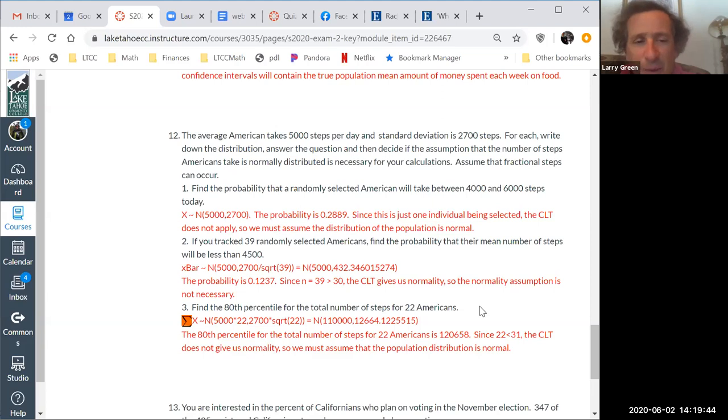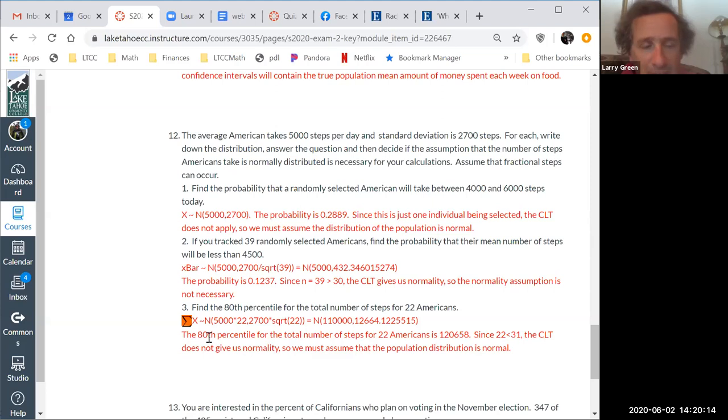Because this was the hardest part about part 3. Yeah, total. When you see the word total, that means you're adding them all up. And that's why it's not a mu, it's not an x, it's a sigma sub x. Okay? And the formula is you take the mean and multiply by the sample size for the new mean, and you take the standard deviation and multiply by the square root of the sample size for the new standard deviation.